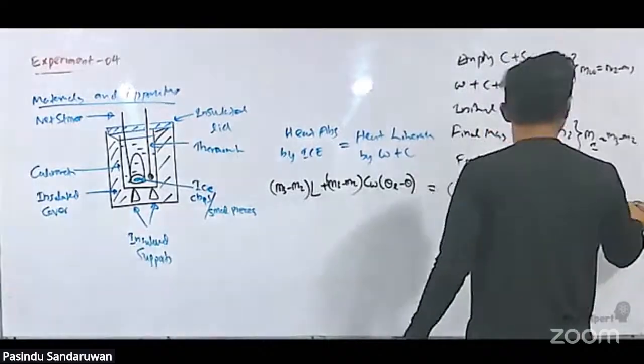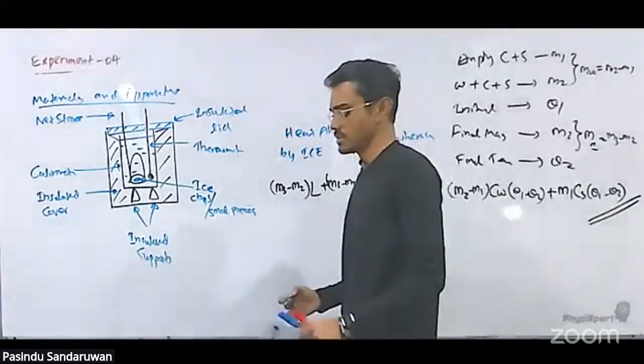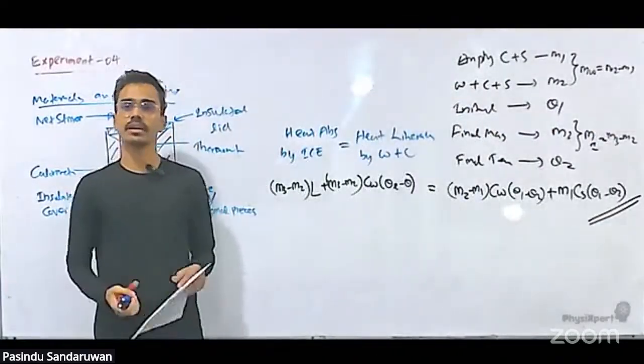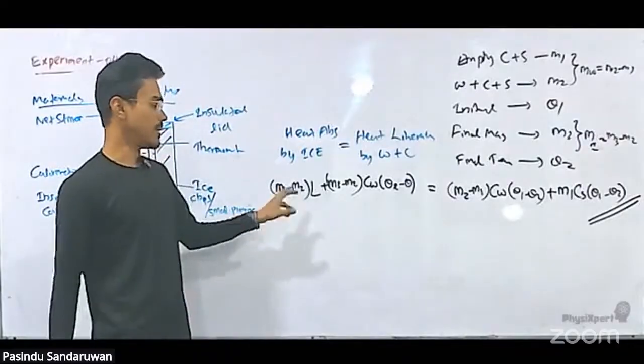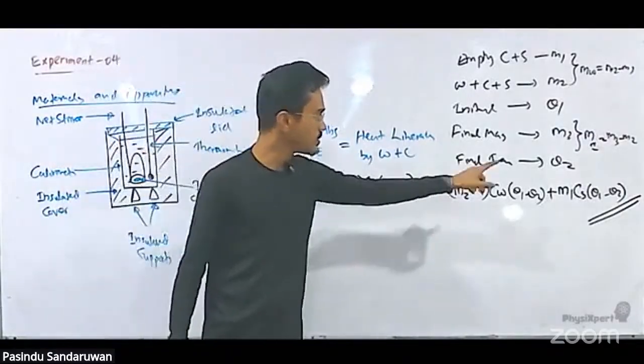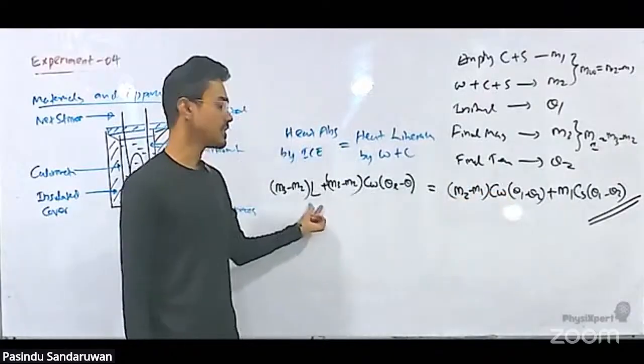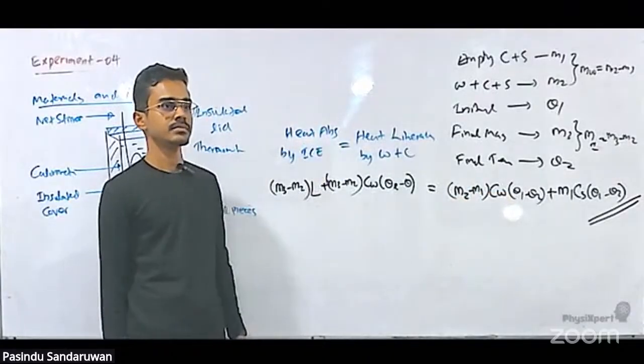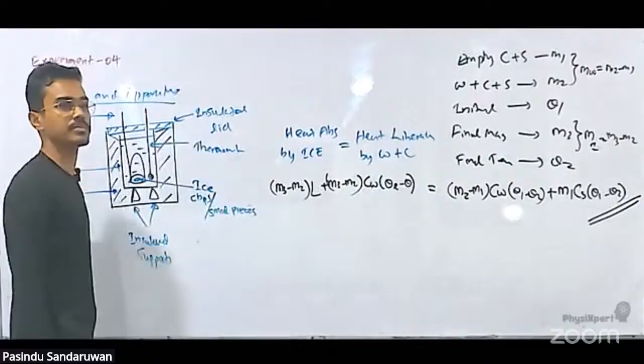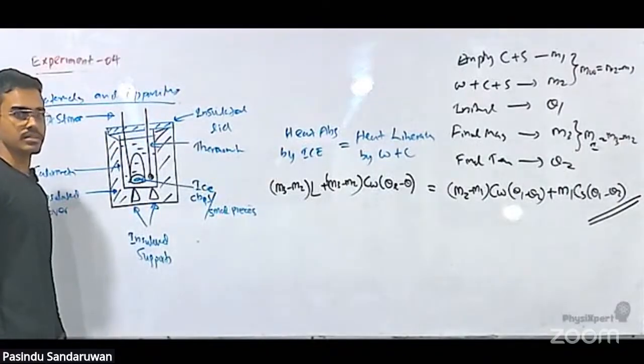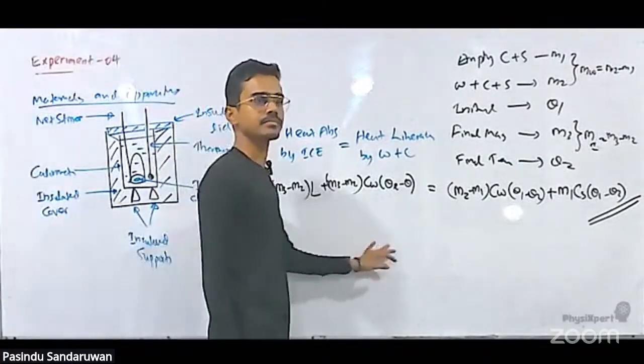Heat equilibrium, thermal equilibrium, right? Using this equation, m3, m1, m2, m3, CW, CS are known, right? Which means L can be determined, right? L can be determined, right? Experiment, right?